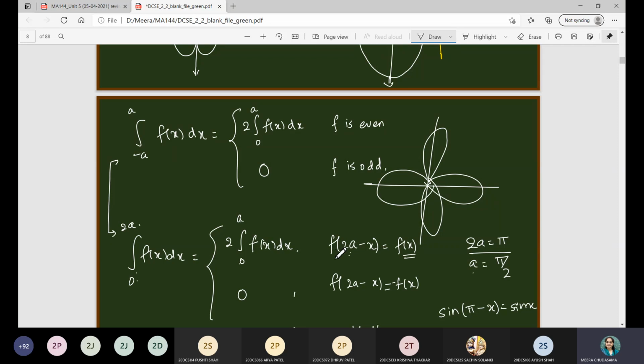So f of 2a minus x is sine raised to 4, which will remain the same because it is multiplied 4 times. Sine of pi minus x is the same as sine x because sine is positive in the second quadrant. So this condition is satisfied, therefore the integral 0 to pi sine raised to 4 dx is the same as 2 times 0 to pi by 2 sine raised to 4 theta d theta. Is this point clear to everyone? Please raise your hand. This is the important one, to use the reduction formula.